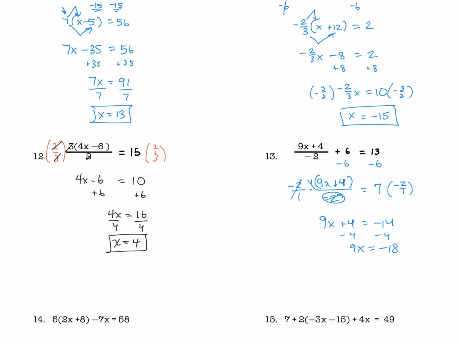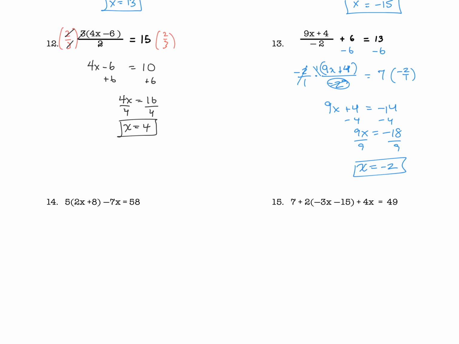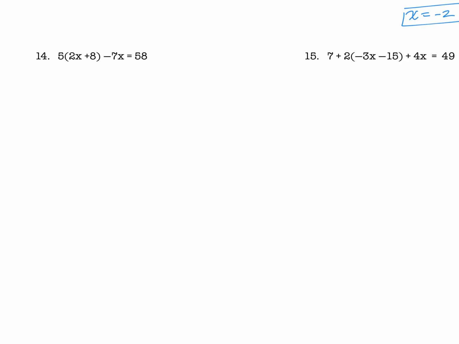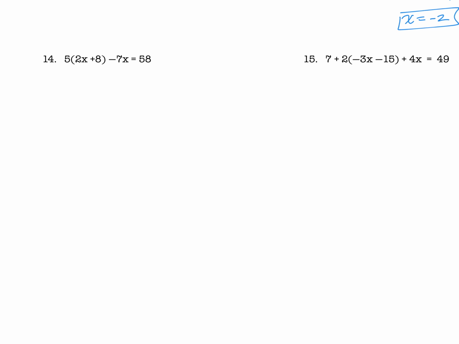And then the last thing I can do here is divide by 9, and I get x is equivalent to negative 2. All right, so I have 2 more problems here, because they deal with something a little bit different that I haven't dealt with yet. I haven't dealt with what if the outside number isn't just a number, let's say it's a variable. Well, in 14, I have that.